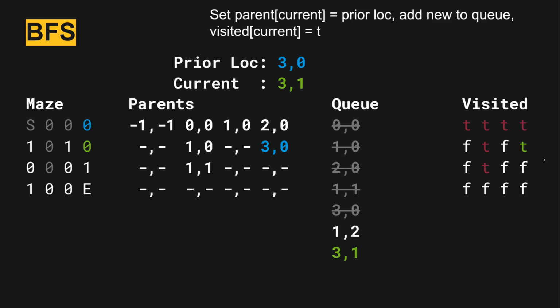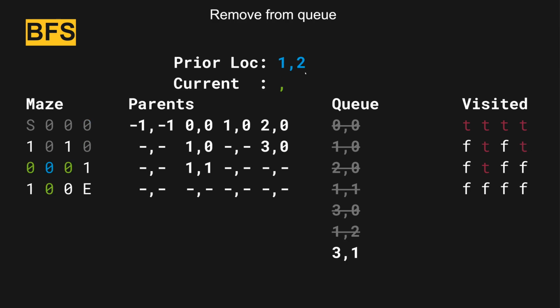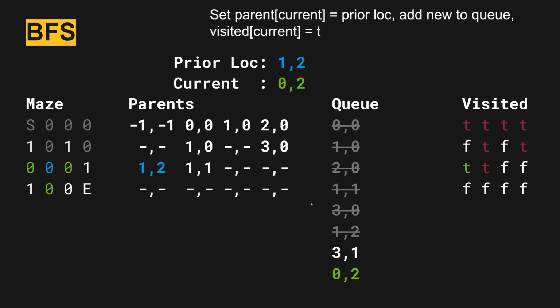We add 3, 1 to the queue, and we mark 3, 1 as visited. Next, we're going to look at the prior location of 1, 2. There are three possibilities from 1, 2, and we'll go through each of them in turn, starting with east. So we look at east over here, and we mark 1, 2 as where we came from as our prior location, and we set visited to true, and we add 0, 2 to the queue.